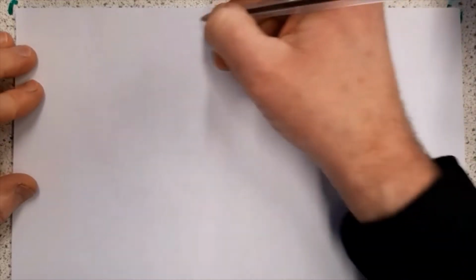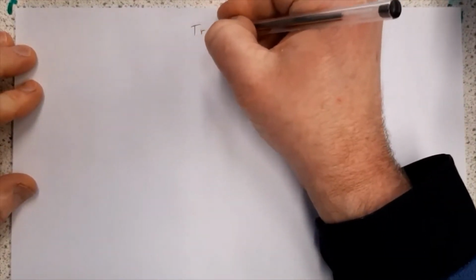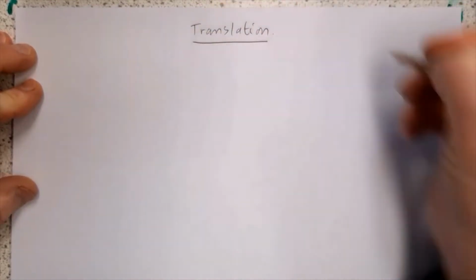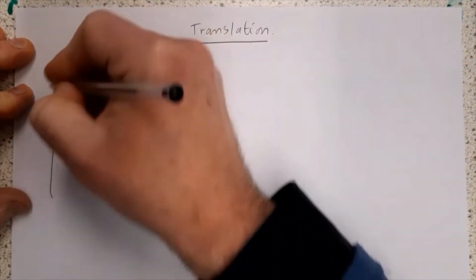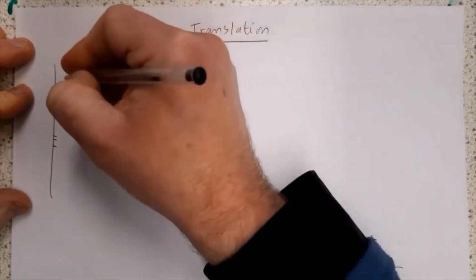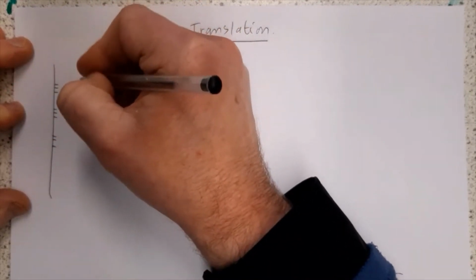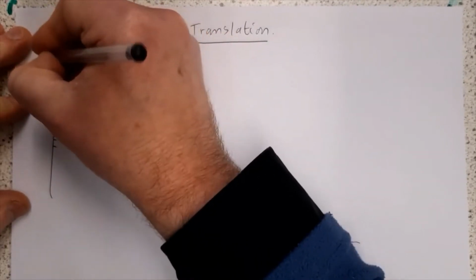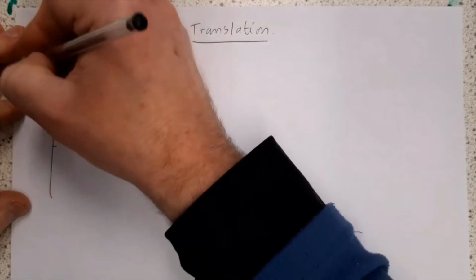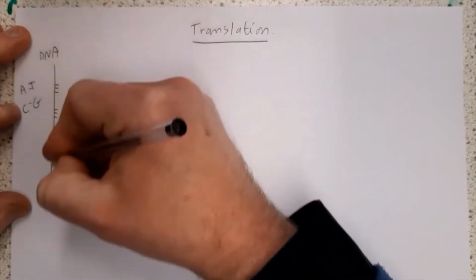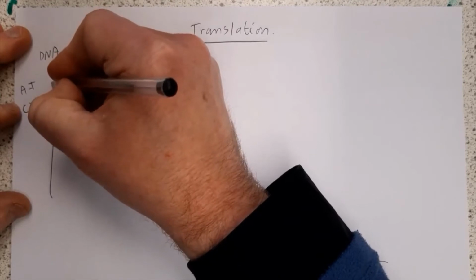So this is going to be translation. If you remember, we had a genetic code which was copied, which was opened up and copied. So this was our DNA, which has got adenine, thymine, cytosine, and guanine joined up in a sequence. And these are these little codons.